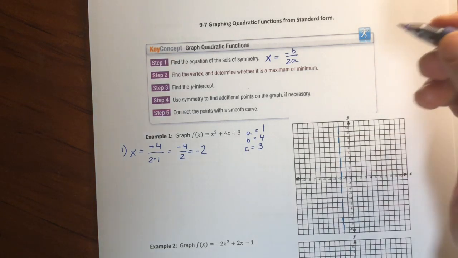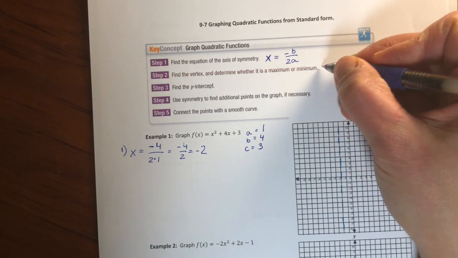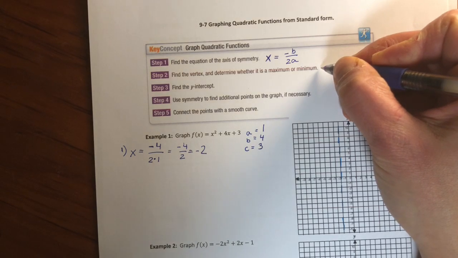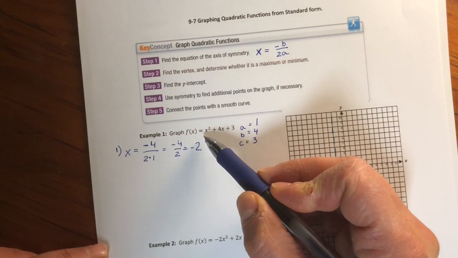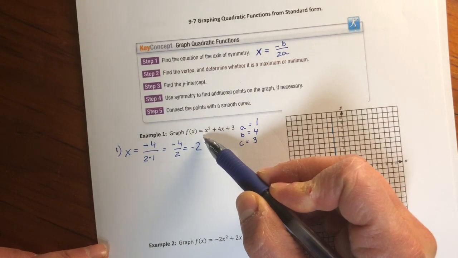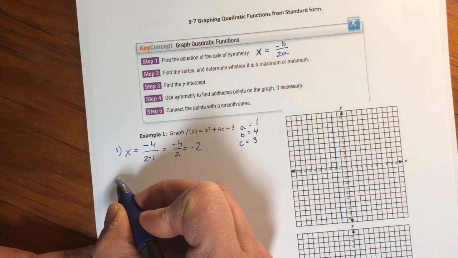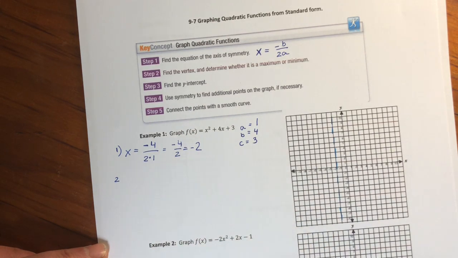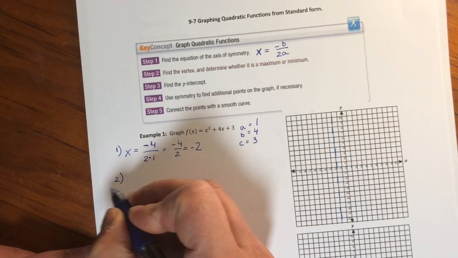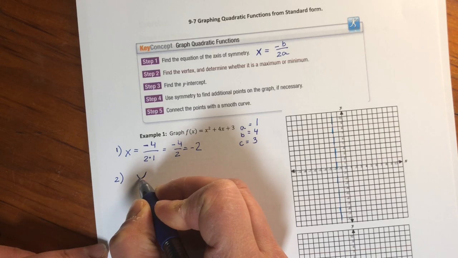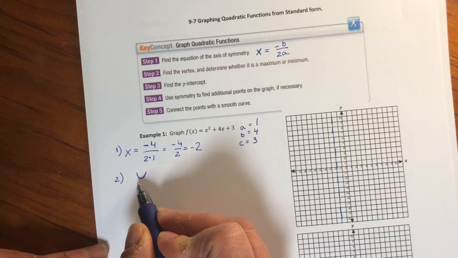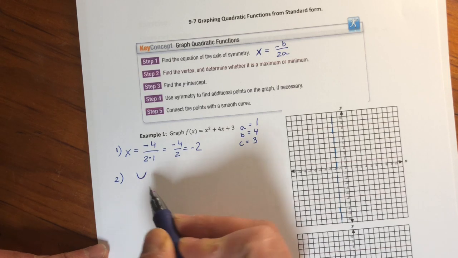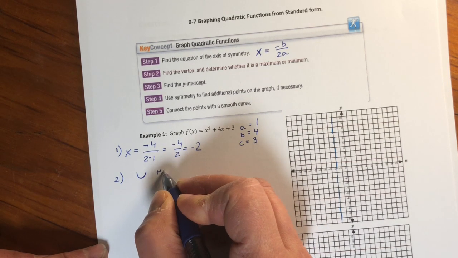All right, step number 2, I want to find the vertex, and then I want to decide whether it's a minimum or maximum. So we talked about this the other day. If a is positive, this is going to be a happy face. So there's no reflection, remember about that. So I know that my parabola is going to look like this. And I know that my vertex is going to be the lowest point, so I know it is going to be a minimum.